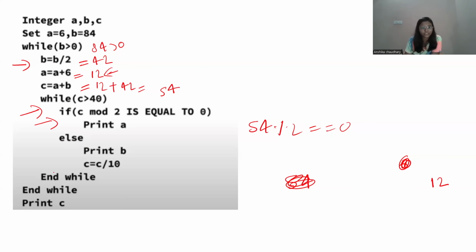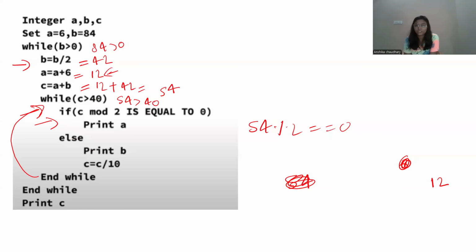We will not go into else part again. From here it will go here again in the inner while loop only. So again it will check for the condition c is greater than 40. So c value is not still updated. So 54 is greater than 40. Yes, once again the condition is true.